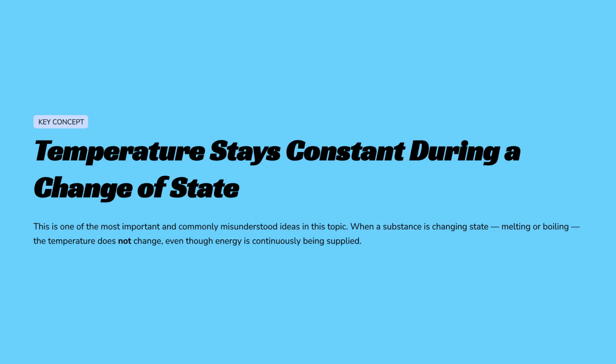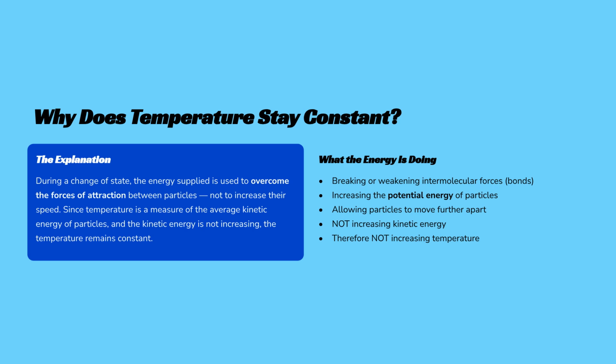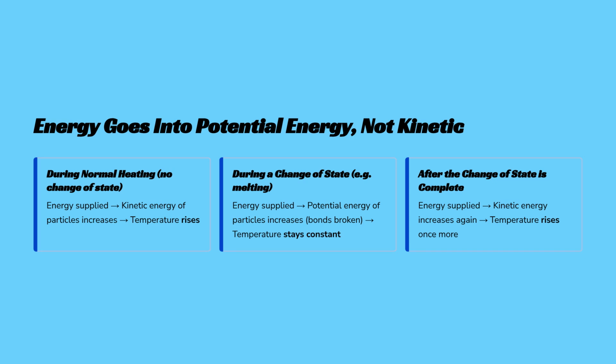Even as you continue to supply heat, the substance's temperature will not rise. Temperature stays constant because the supplied energy is used to overcome forces of attraction between particles, rather than increasing their kinetic energy or speed. When heating a substance, energy either increases kinetic energy, causing temperature to rise, or increases potential energy, allowing a change of state while temperature stays steady.